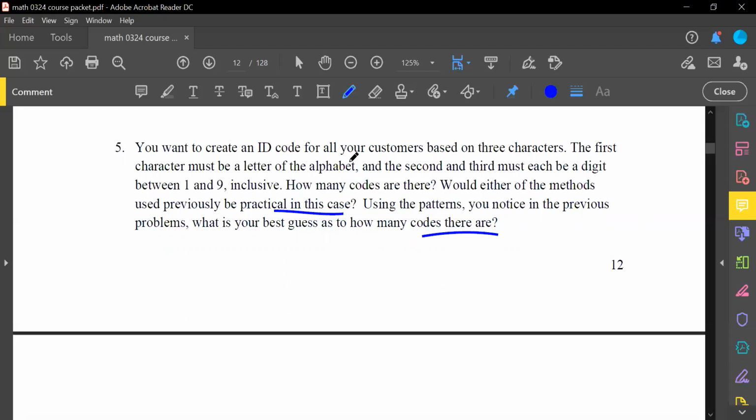Okay, so a 3-character code. The first character has to be a letter of the alphabet. So I know there are 26 letters in the alphabet. Hopefully.